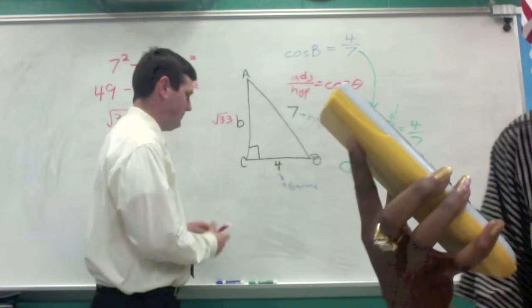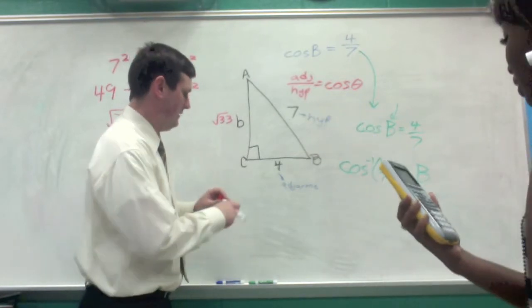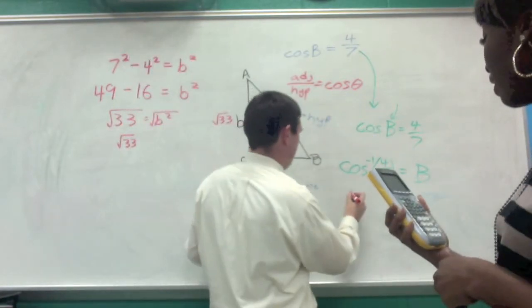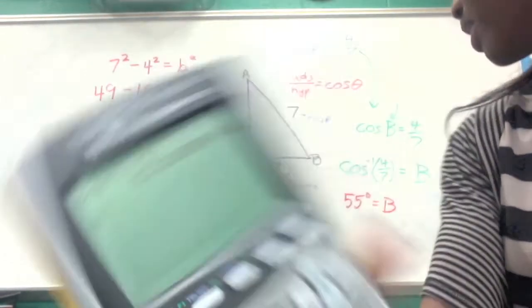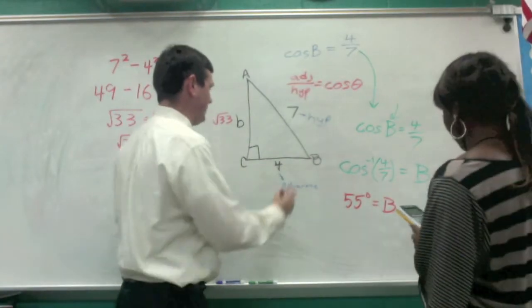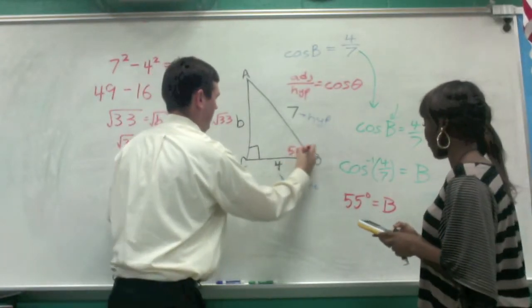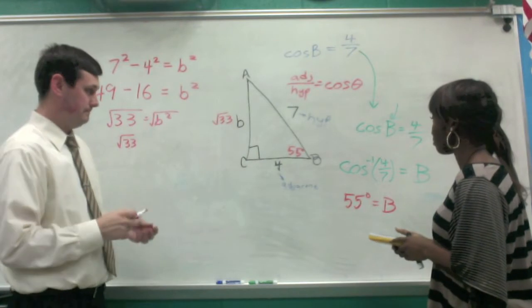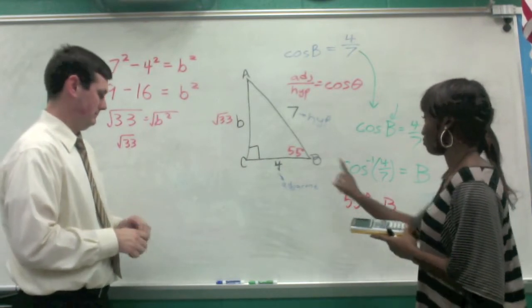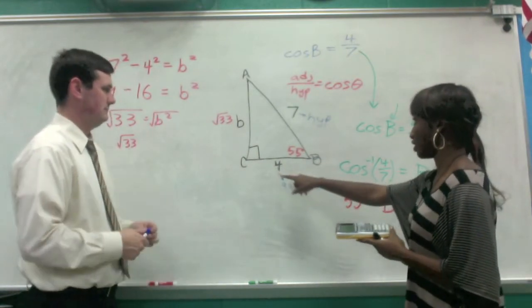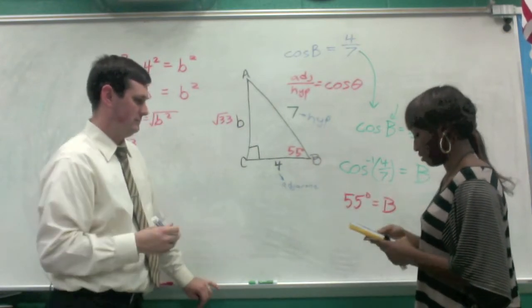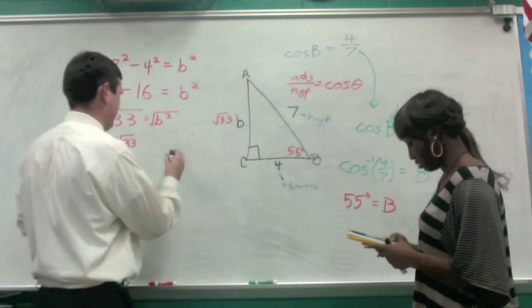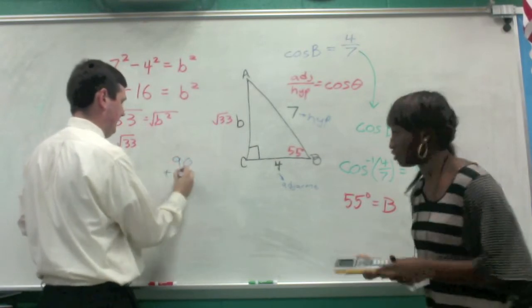It's 55.15009. We'll round down to the nearest degree. So 55 degrees is B. How can I find A? You add the 90 degrees that you already have plus the 55 degrees that you have. What's 90 plus 55? It's 145.